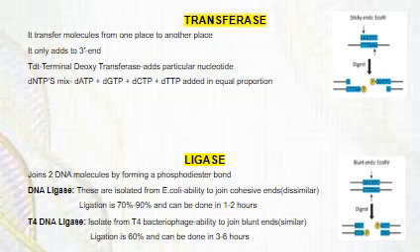Coming to ligase, it joins two DNA molecules by forming a phosphodiester bond. Examples: DNA ligase, which is isolated from E. coli, has the ability to join cohesive ends, meaning dissimilar ends. Ligation is up to 70 to 90% and can be done in 1 to 2 hours. T4 DNA ligase is isolated from T4 bacteriophage and has the ability to join blunt ends, meaning similar ends. Ligation is up to 60% and can be done in 3 to 6 hours.